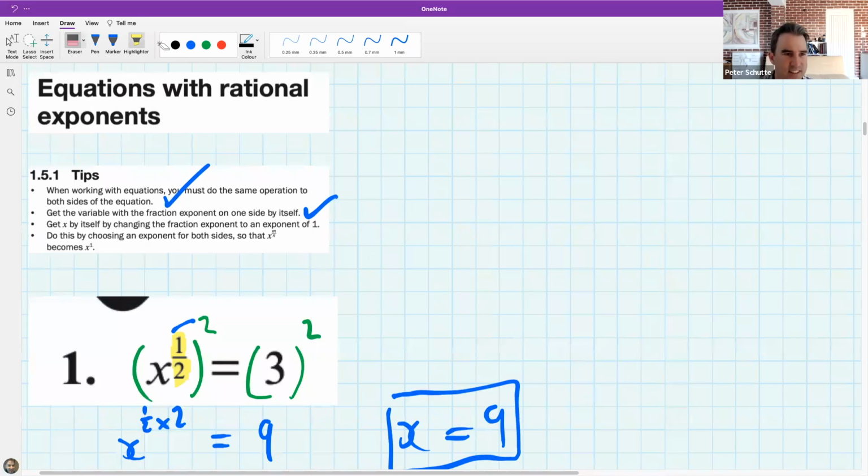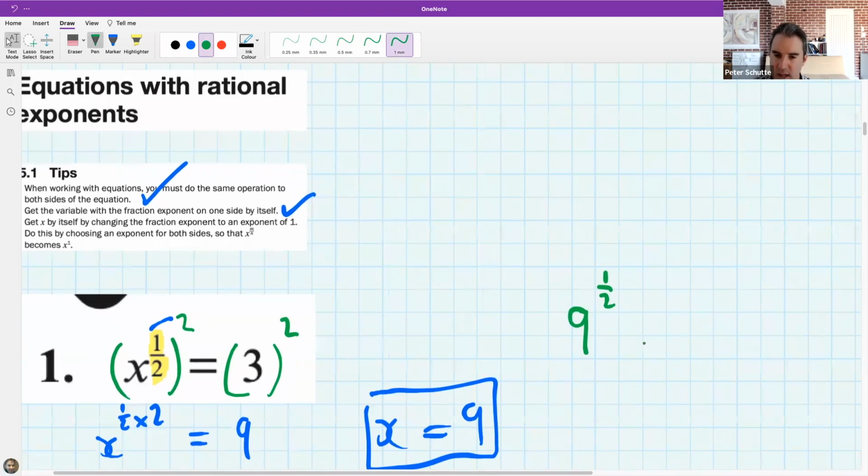And we can actually test this to see if we're correct like this. If I said to you, what is 9 to the power of a half? A lot of you could say, well, I now know that 9 to the power of a half is the same as the square root of 9. And what's the square root of 9? It's just going to be 3, which makes sense because we started with 3.